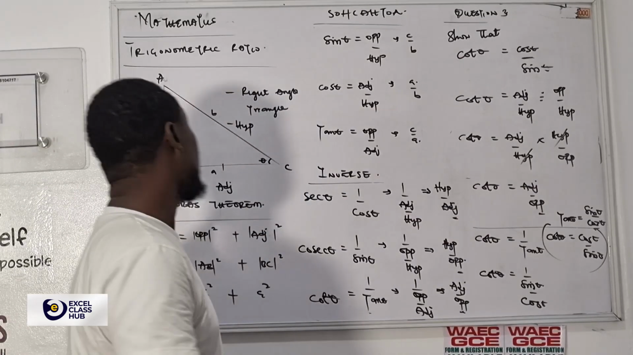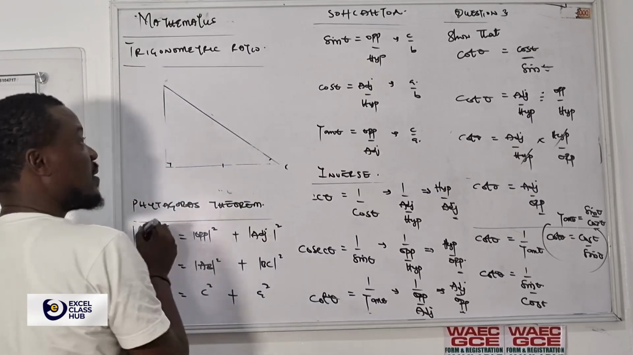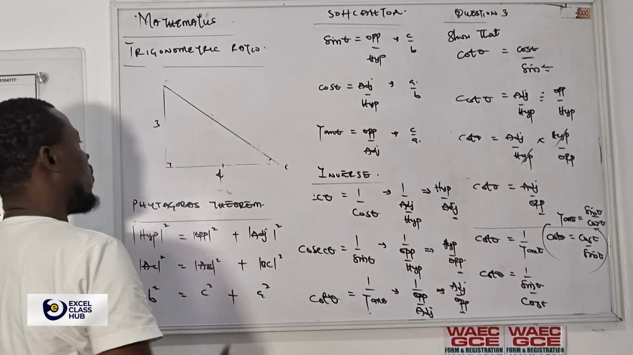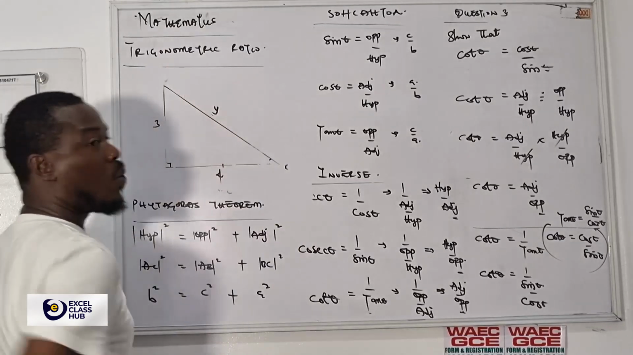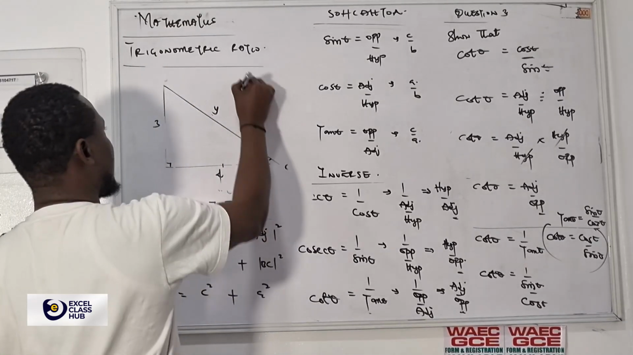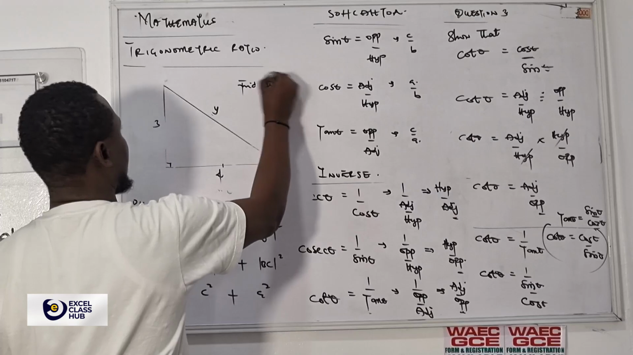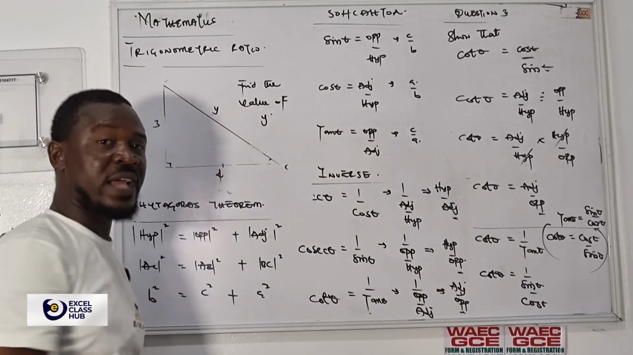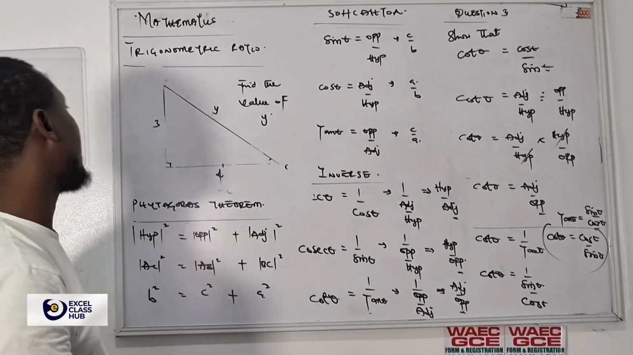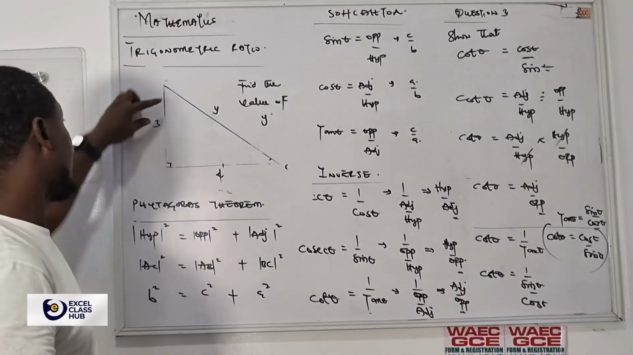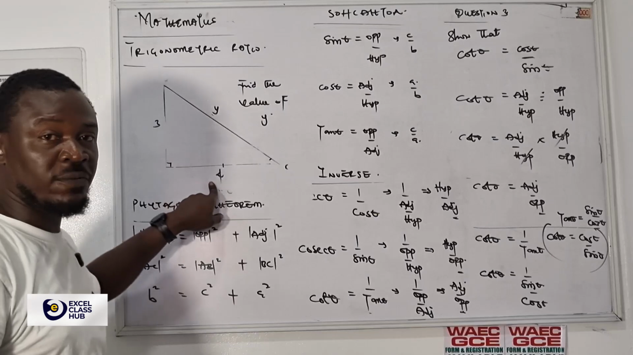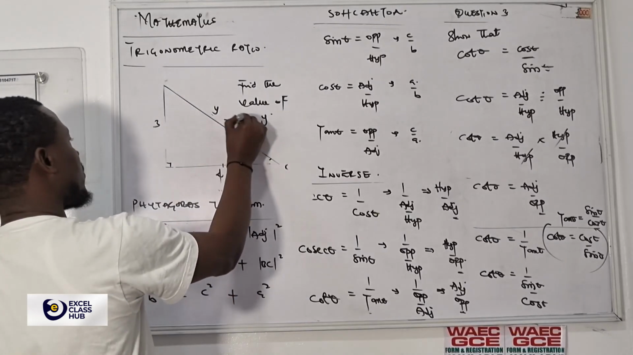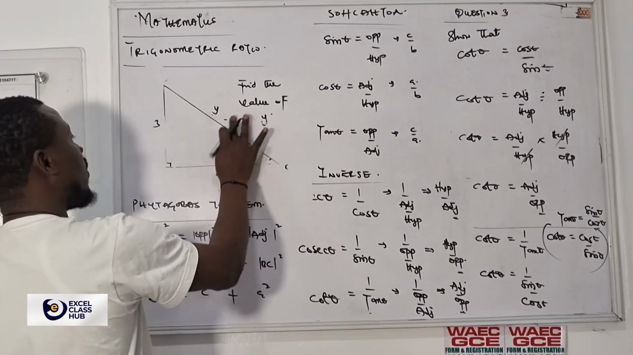Let's solve a question. Assuming we're given this length as 3, we're given this as 4. We are not given this place, which is y. The question now says, find the value of y from the diagram. Now I decided to use the diagram. They said the length of this place is 3, this place is 4. We should find y. And we all know that this y is your hypotenuse.